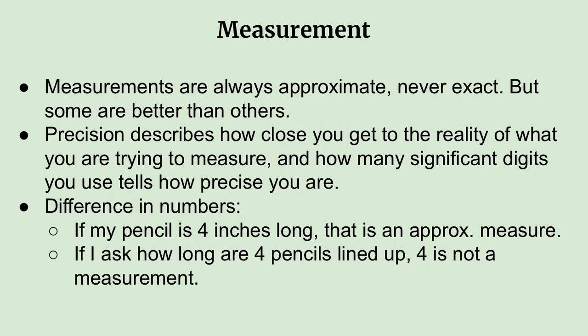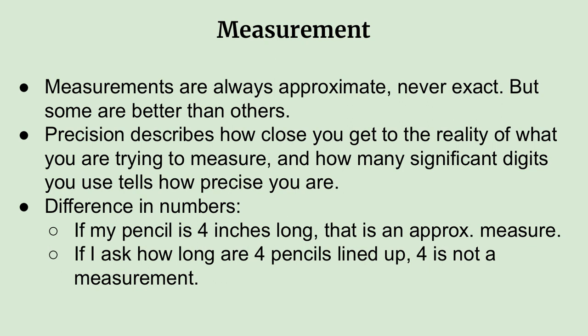But measurements are always approximate, never exact. We don't have a great way to be exactly exact with our technology when it comes to rulers and tape measures and gallons and those kinds of things. So precision describes just how close we are to the reality of what we're trying to measure. And significant digits, I'll also say sig figs or significant figures often, because that's how I learned it, will tell us how precise we need to be.